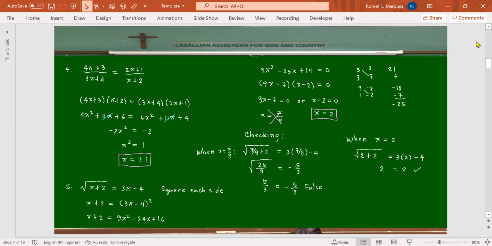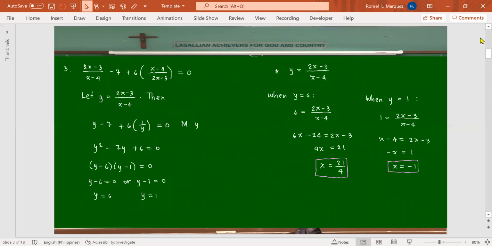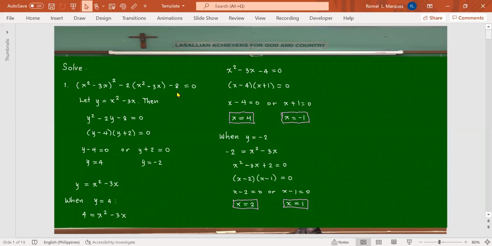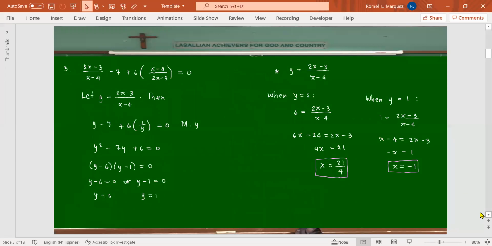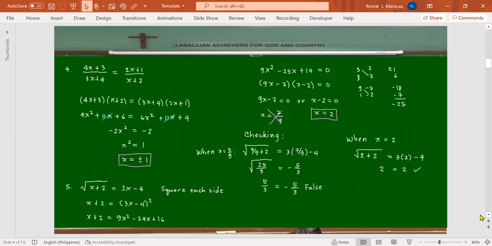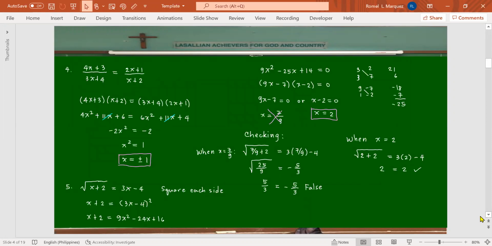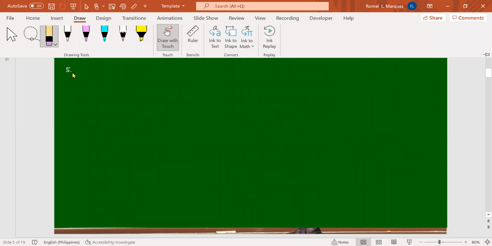But if you will have a polynomial like the first one, just a polynomial, there is no restriction. Any value will do. Because a polynomial, especially quadratic, does not have any undefined value. Okay? Thank you. Okay, so let's now have number 5. So when you're dealing with radical, you have to be careful. Not all answers are possible. Okay?